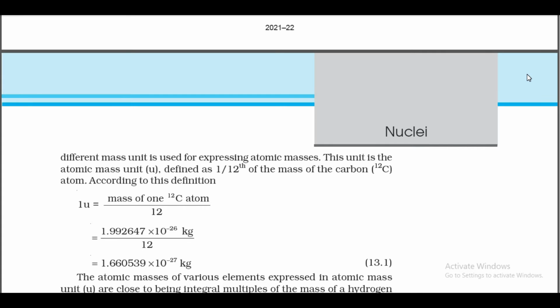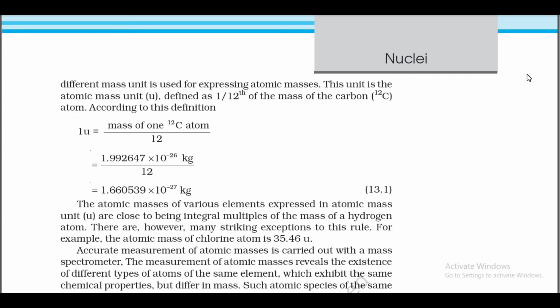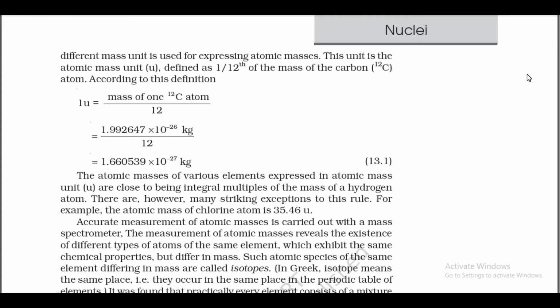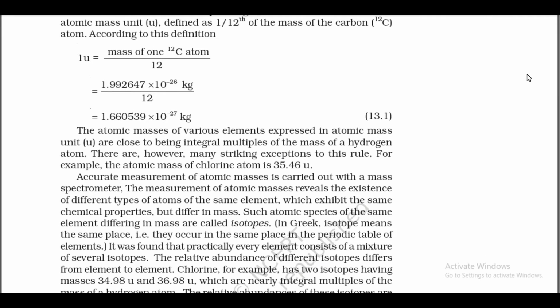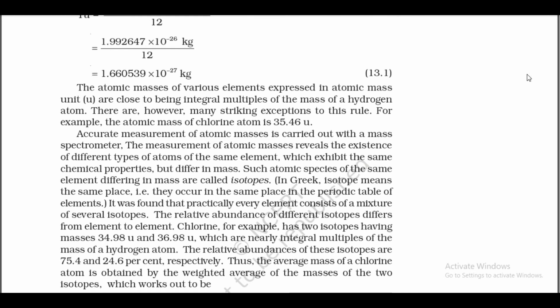According to this definition, 1 u is equal to the mass of one C12 atom divided by 12, which is 1.992647 × 10^-26 kg divided by 12, equal to 1.66053 × 10^-27 kg. The atomic masses of various elements expressed in atomic mass unit u are close to being integral multiples of the mass of a hydrogen atom. There are, however, many striking exceptions to this rule. For example, the atomic mass of chlorine atom is 35.46 u.